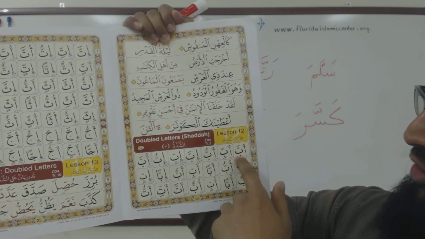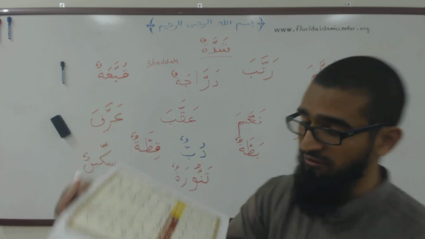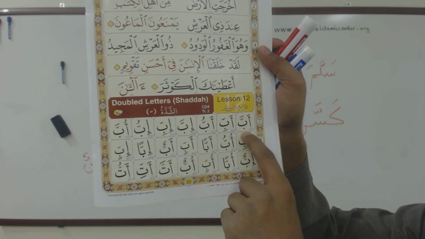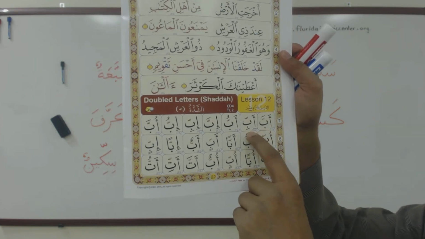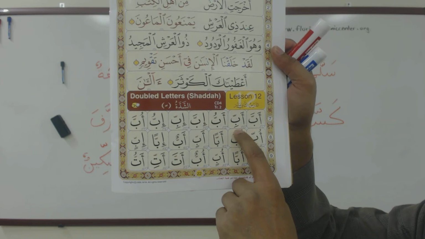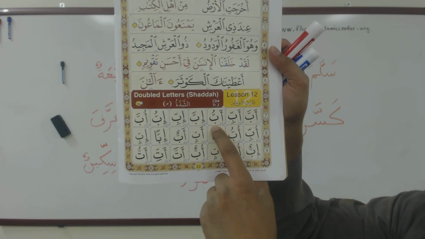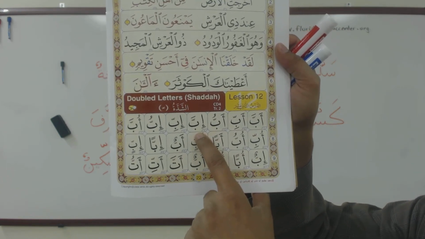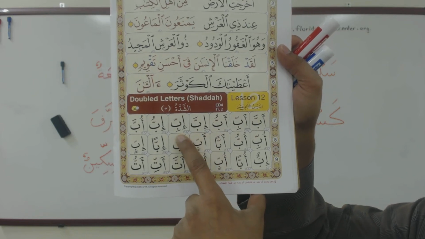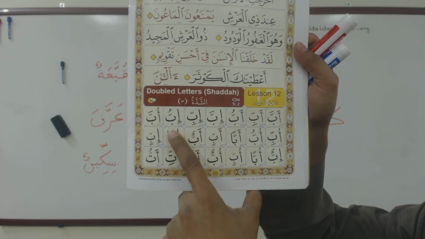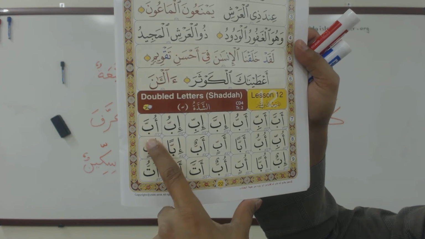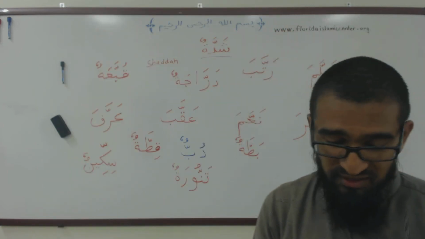Okay, so let's do the first line of lesson 12. What would it be? Abba. Abbi. Abbu. Ibba. Ibbi. Ibbu. Ubba. Okay, so practice that exercise.